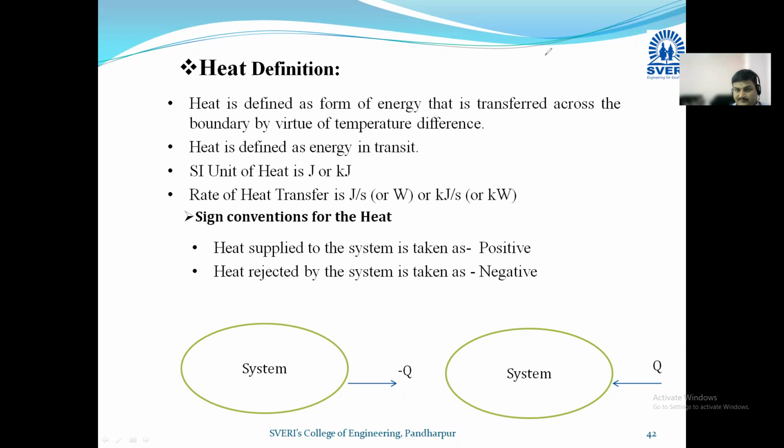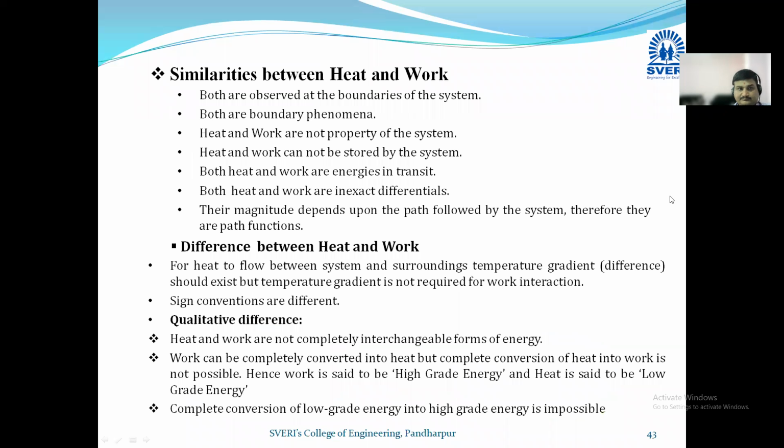Let us move forward. Similarities between heat and work. Okay, so I request you immediately take down the screenshot of it, because this information is very much important. Here the similarities between heat and work as well as differences are pointed out. इथं काय केलेलं आहे, heat आणि work मधले similarities and differences are provided. What are these similarities?